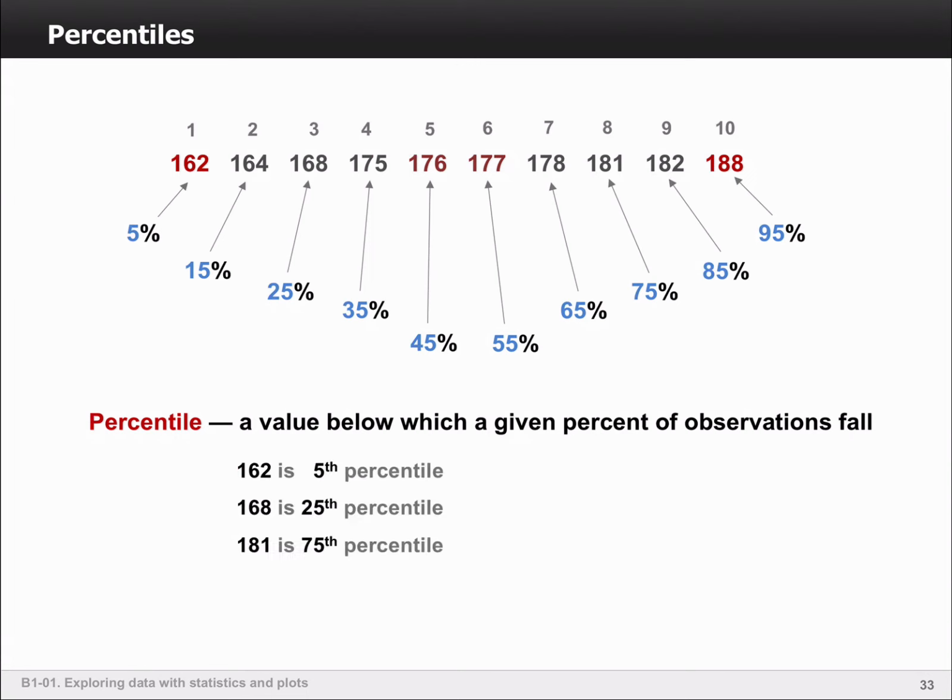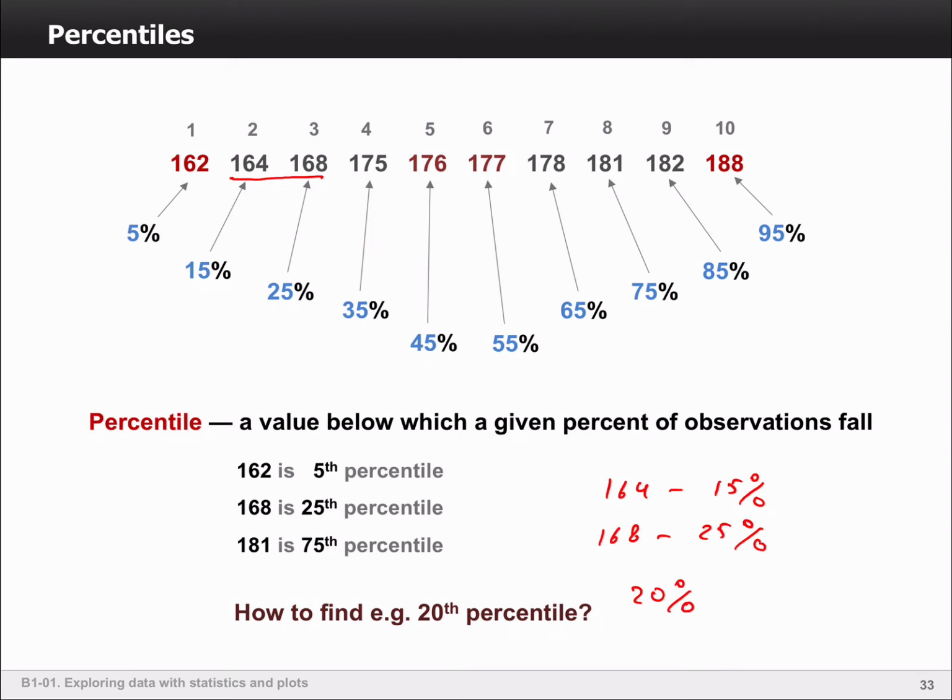And you can also use the individual percentiles to calculate something unknown. For example, you know that 162 is the 5th percentile and 168 is the 95th percentile. What is the 20th percentile? Well, apparently it should be somewhere in between, right? You can think of these two. So you have 164, which is the 15th percentile, and then 168, which is the 25th percentile. So apparently the 20th percentile will be equally distanced from these two. So you can just take an average, so it will be 166. So 166 is the 20th percentile for our sample. So it means that you expect that 20% of the values will be below 166.